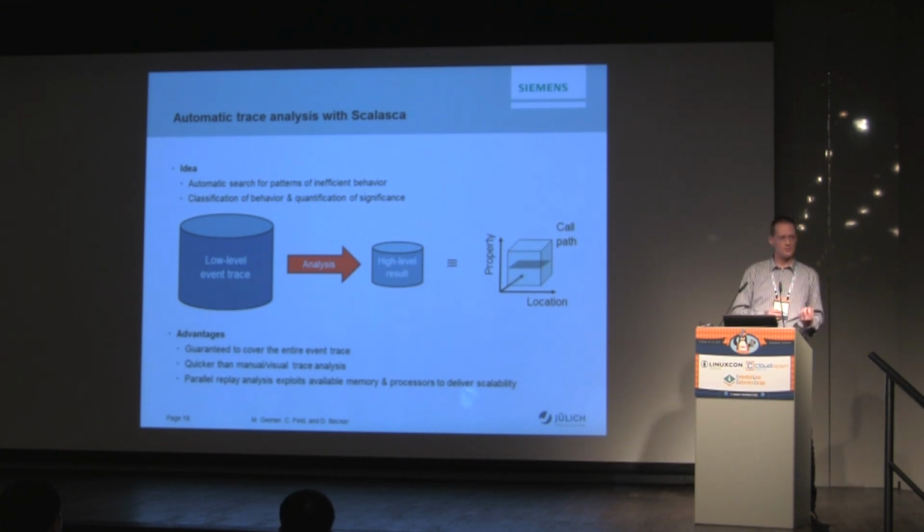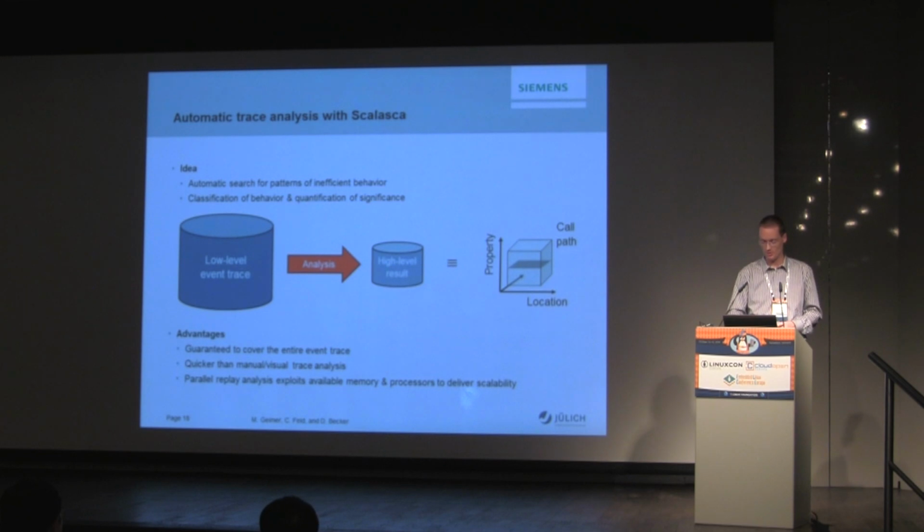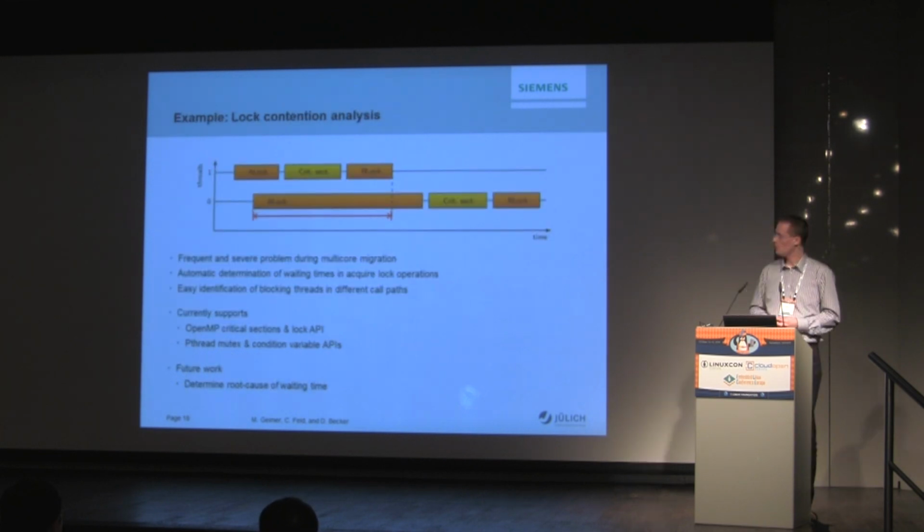It does not replace the manual analysis using Vampir, but it complements it. So these tools can really work together. An example of an analysis that we added in the course of our joint project is a lock contention analysis, which is a frequent and severe problem during the multi-core migration process.